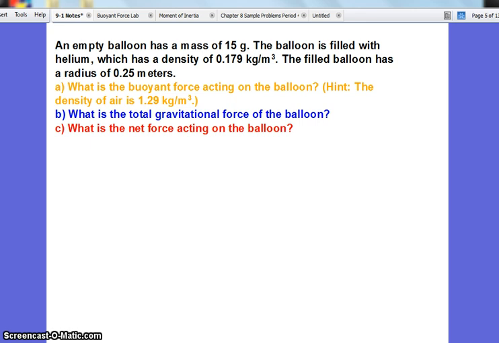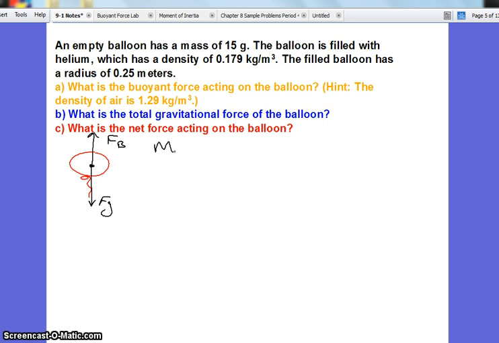So our balloon has two forces acting on it. The first force is the gravitational force, which is down, and the second force is the buoyant force, which is up. We expect the buoyant force to be larger because the balloon is going to rise in the air.